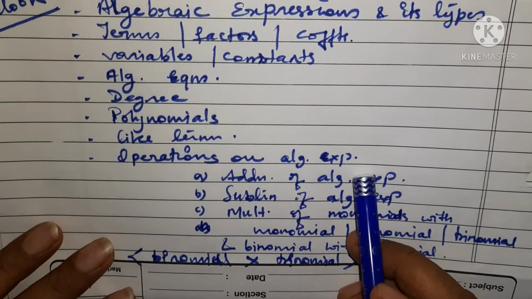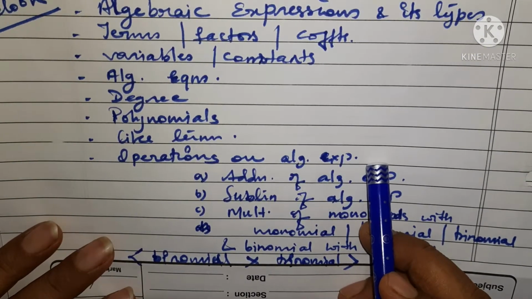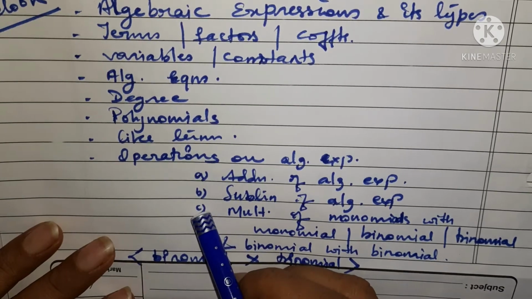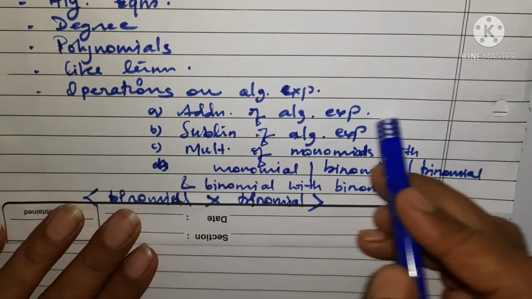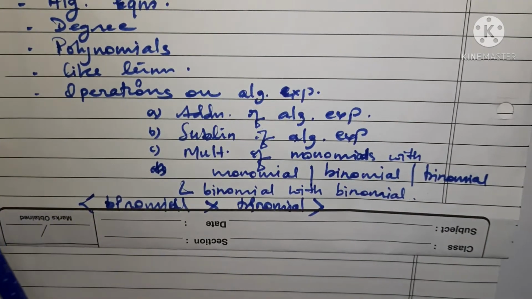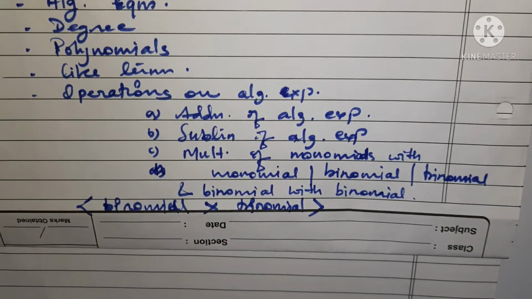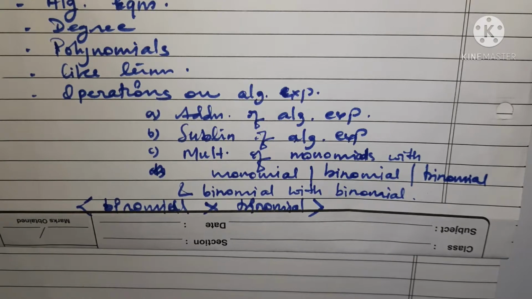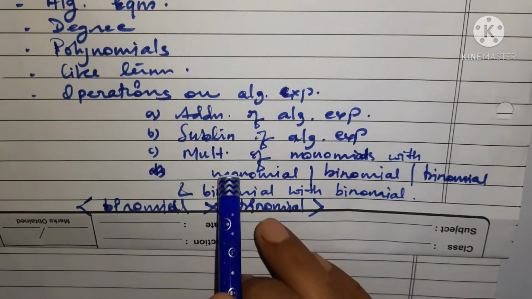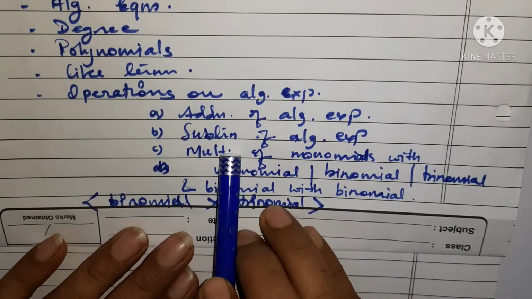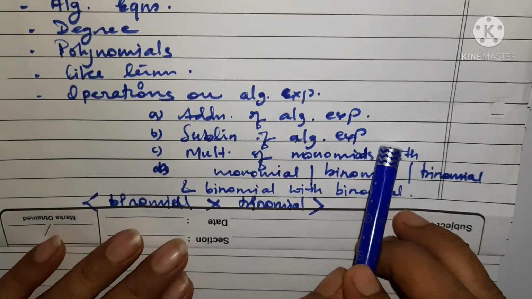Operations on algebraic expressions also we have started, in which we have done all three operations. We have seen how to add algebraic expressions and what the rules behind the addition are. We have also gone through the subtraction of algebraic expressions. We have taken some cases, and through examples we have tried to understand this concept as well.